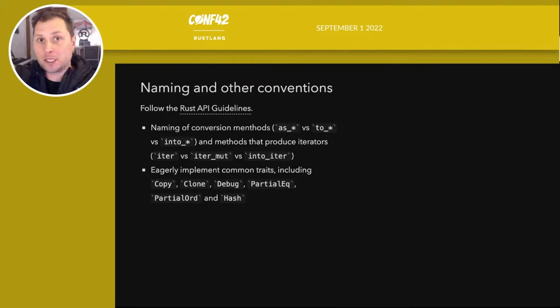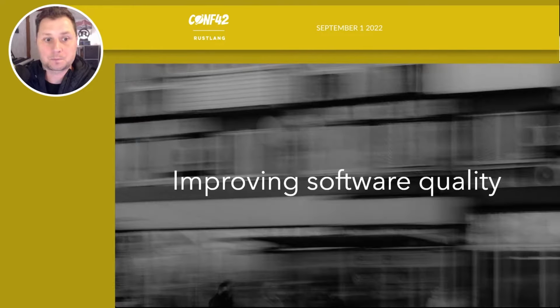It's impossible for them to take a foreign trait like hash and a foreign type, let's say something that you've created, and implement hash for that foreign type. To do so, they would need to create a new type around it, and it's just kind of annoying. So where you can, you should implement as much as possible. I want to talk a little bit about actually creating some other practices which will lend themselves to quality software.